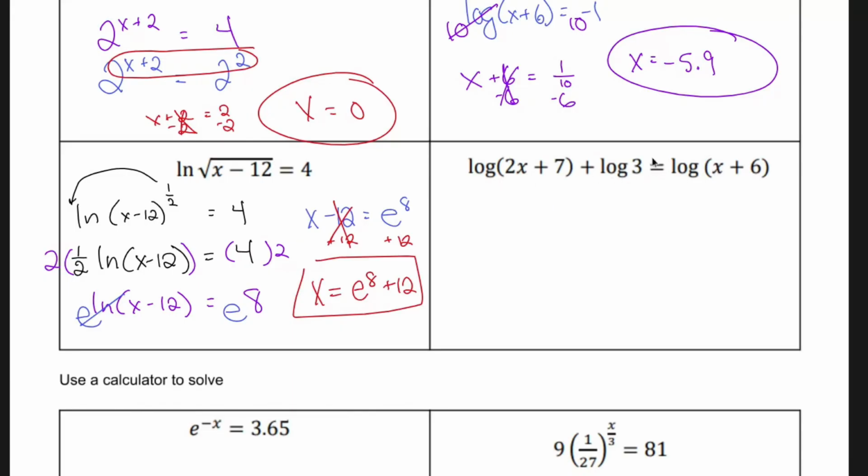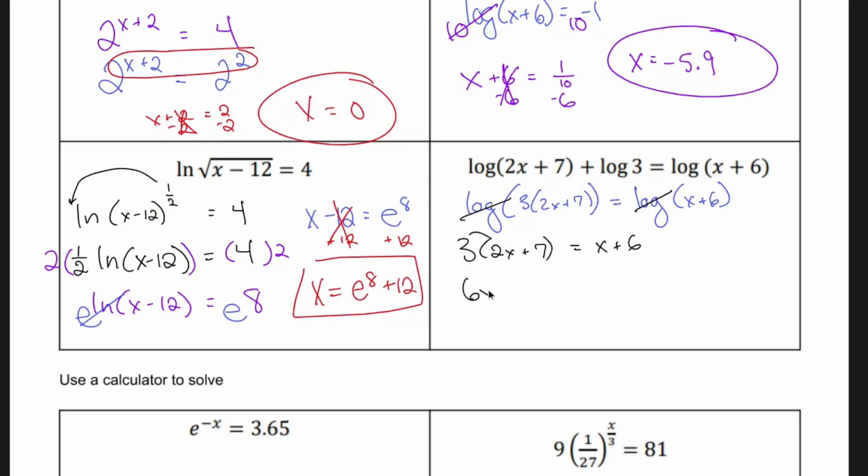Now, what we're going to see is something that we saw at the beginning here. Let's combine these two logs. Since they're adding logs of the same base, multiply the inside. So this is log of 3 times the quantity 2x plus 7 equals log times the quantity x plus 6. Log equals a log means we can get rid of the logs. So that leaves me with 3 times 2x plus 7 equals x plus 6.